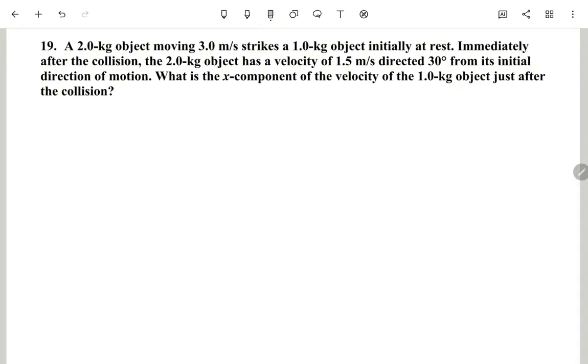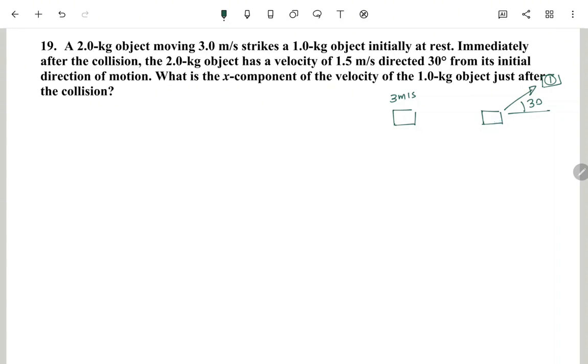Here's the situation. A 2 kilogram object is moving with 3 meters per second and strikes a 1 kilogram object initially at rest. After the collision, the 2 kilogram object moves with speed equal to 1.5 meters per second, directed 30 degrees with the horizontal. We would like to find the x component of the velocity of the 1 kilogram object after the collision. So we need to find Vx for this one right here.